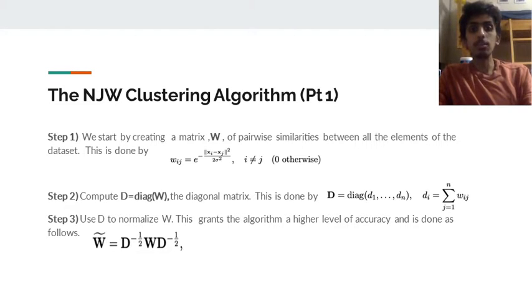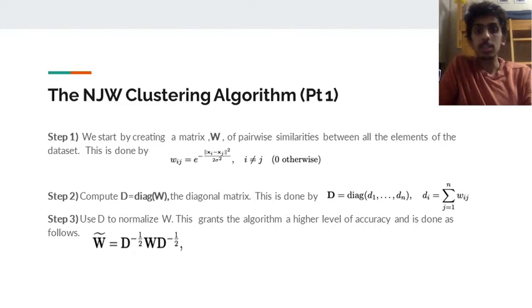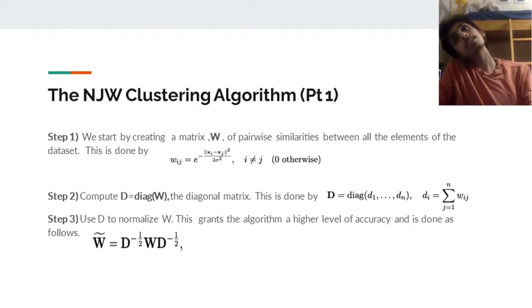After this, we compute the diagonal matrix D of this similarity matrix, which is done by summing all of the similarities for each of the players. We then use this diagonal matrix to normalize W, the similarity matrix. The main purpose of this is to ensure that all of the similarity values are between 0 and 1. This makes sure that whatever clustering we do afterwards is far more accurate.